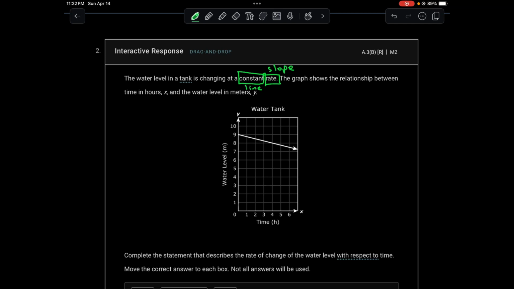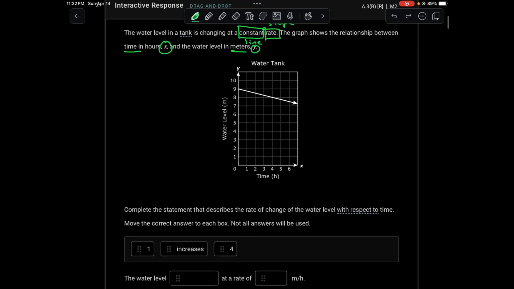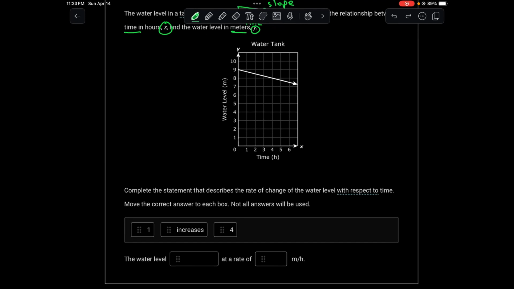The graph shows the relationship between time in hours, x, so x is time, and water level in meters, so y is meters. Okay, what matters is that I have x here, y there. Let's see what they're asking you to do. Complete the statement that describes the rate of change. That describes again the slope of the water level with respect to time, always with respect to whatever is on the x. Move the correct answer into each box.